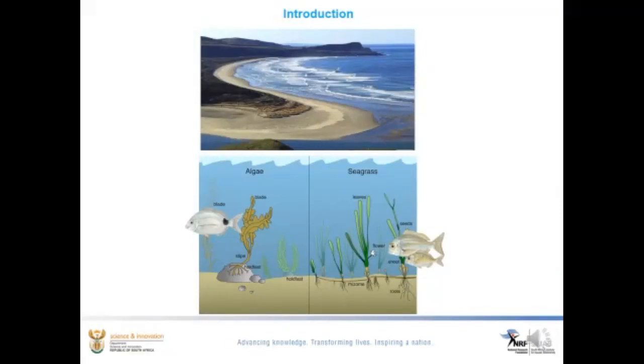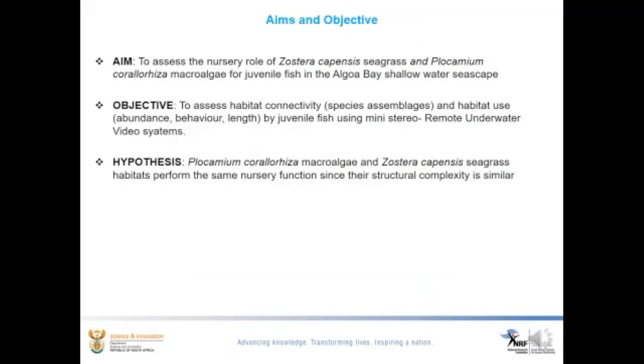In South Africa, studies have mostly focused on estuarine nursery habitats, which are seagrasses, and very lately have been done on the nearshore marine macroalgae habitats, which are potential fish nursery areas. The aim of this study is to assess the nursery role of seagrass and macroalgae for juvenile fish in the Algoa Bay shallow water seascape.